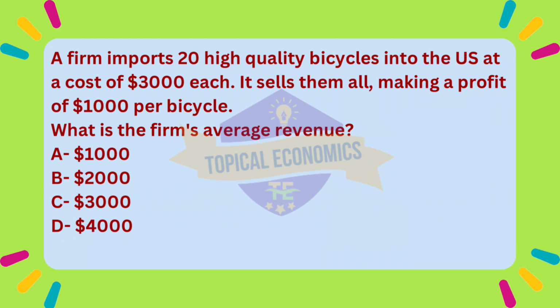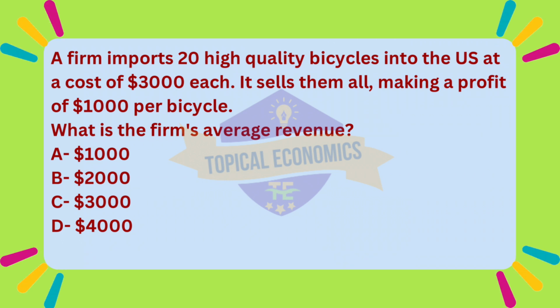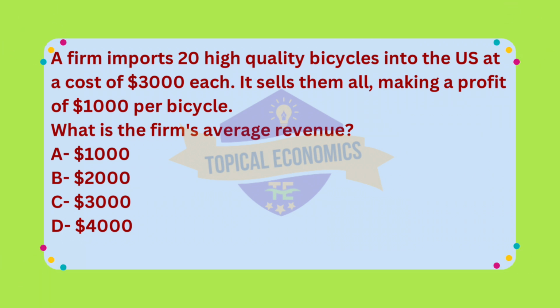The correct answer for this question is option D. The firm's average revenue is calculated by dividing the total revenue by the number of units sold. In this case, the firm imports 20 bicycles at a cost of $3,000 each and sells them for a profit of $1,000 per bicycle. This means the selling price of each bicycle is $3,000, cost, plus $1,000, profit, which equals $4,000.